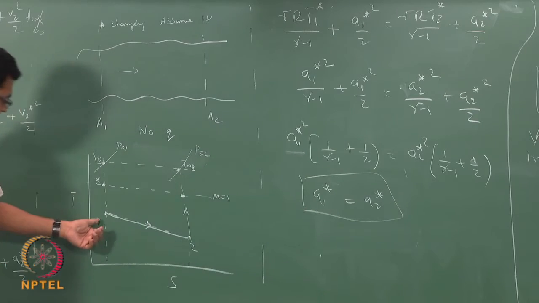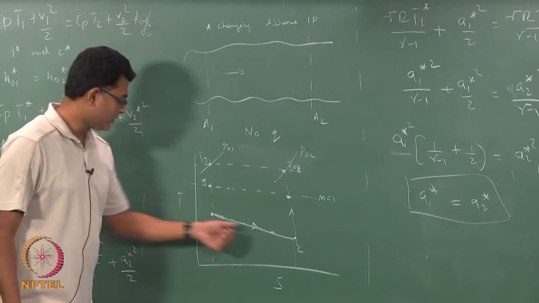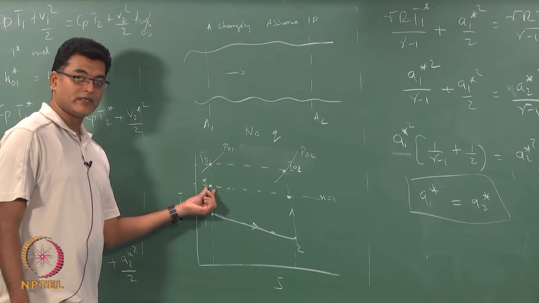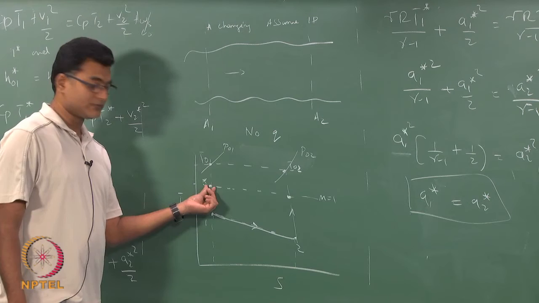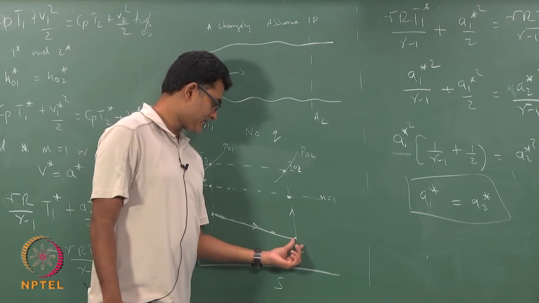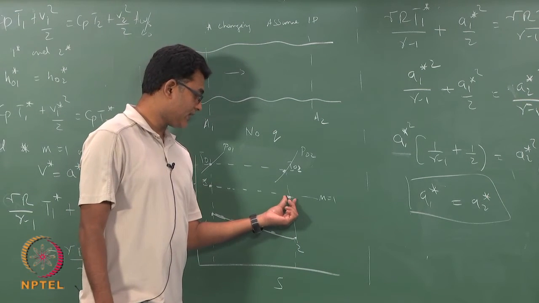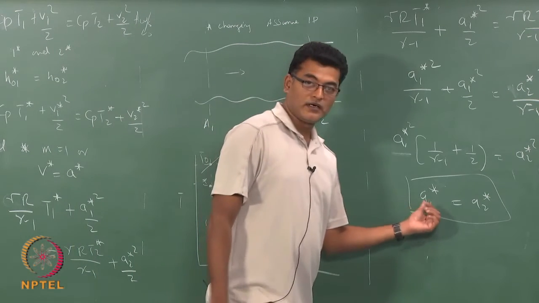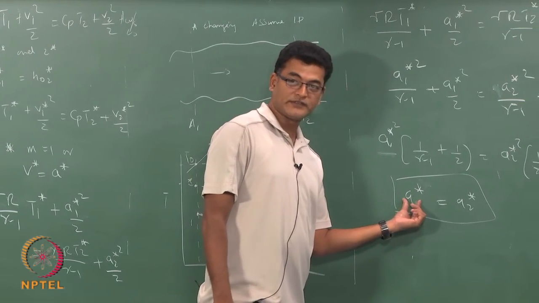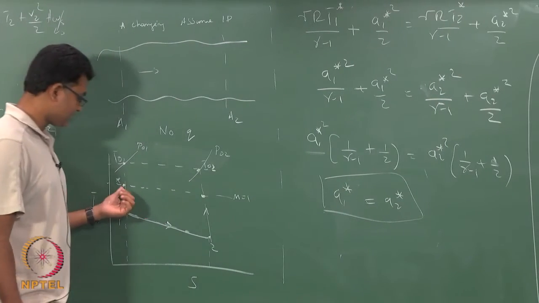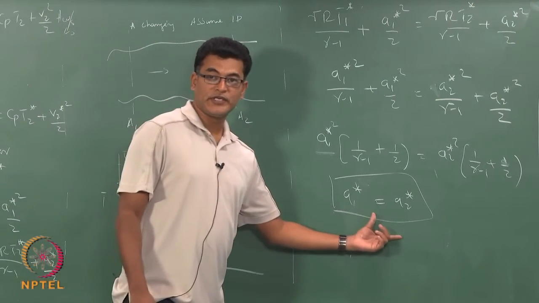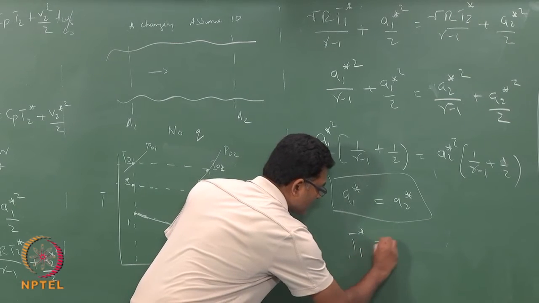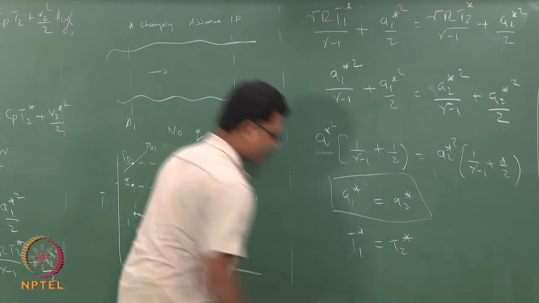So, if I have an irreversible process from 1 to 2 and I take point 1 to an imaginary reference quantity, a reference point where my Mach number is 1, and I take point 2 to the reference state where M equals 1, the star velocity of sound, the velocity of sound associated with this star condition for both the points is the same, which also means T1 star equals T2 star.